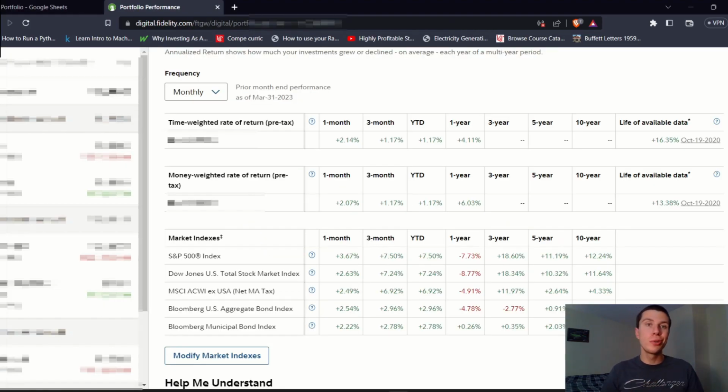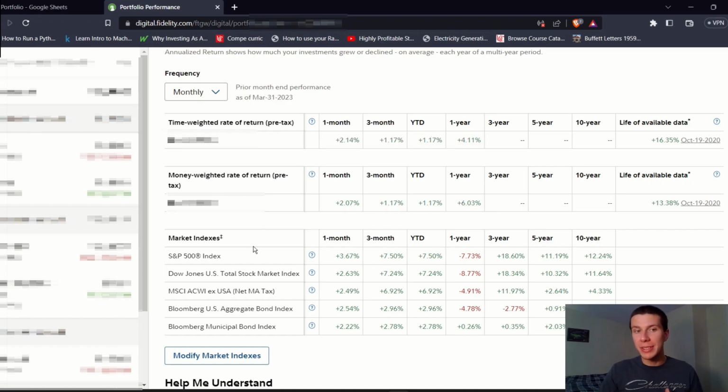I also want to look at some of the performance data for the portfolio that Fidelity provides us, which is what we're looking at right here. So the time-weighted rate of return for the month for the portfolio is 2.14%. For the past 3 months is 1.17%, and that's obviously year to date. And then over the past year, it's up 4.11%.